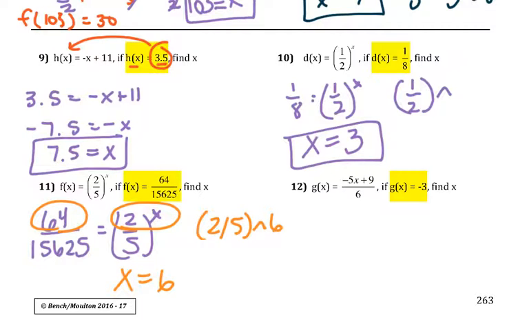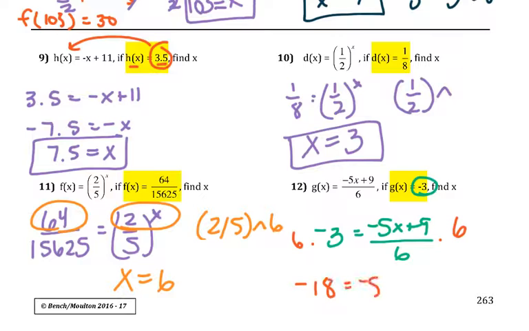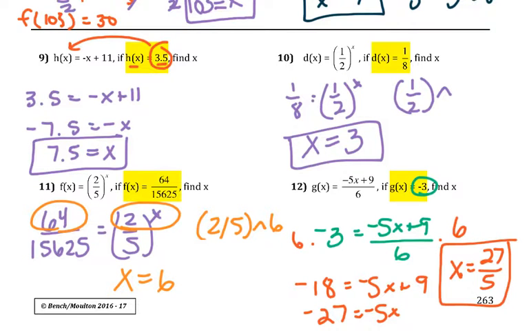Number 12, g of x is equal to negative 3, so negative 3 is equal to negative 5x plus 9 over 6. To solve that equation, we're going to multiply both sides by 6, so I have negative 18 is equal to negative 5x plus 9. I'll subtract 9, and then I'm going to divide both sides by negative 5. And so that's my answer, and I can just leave it like that.